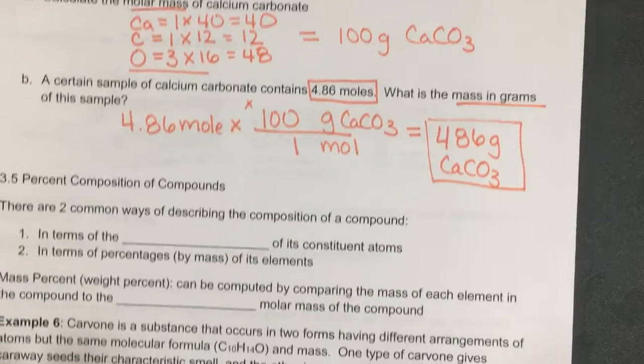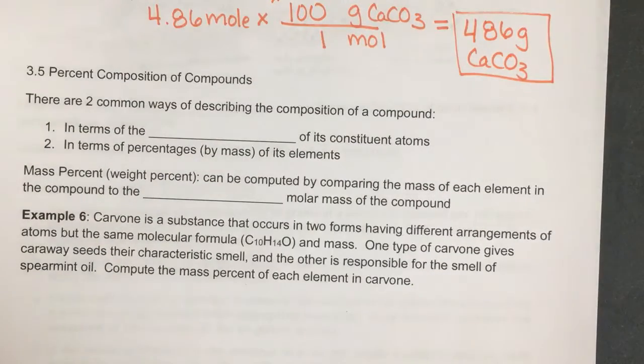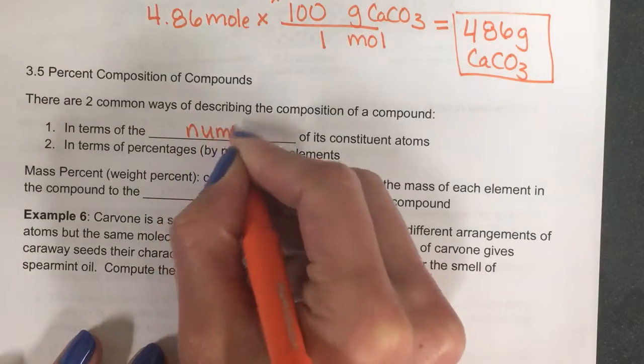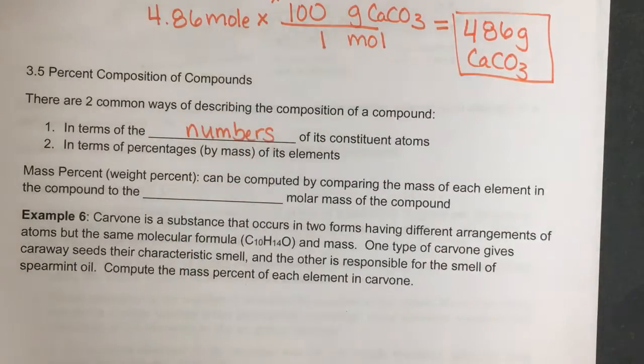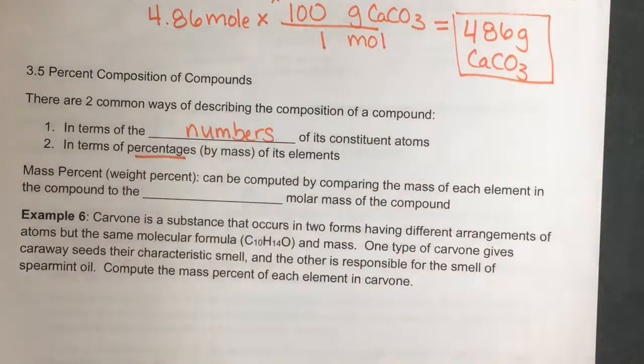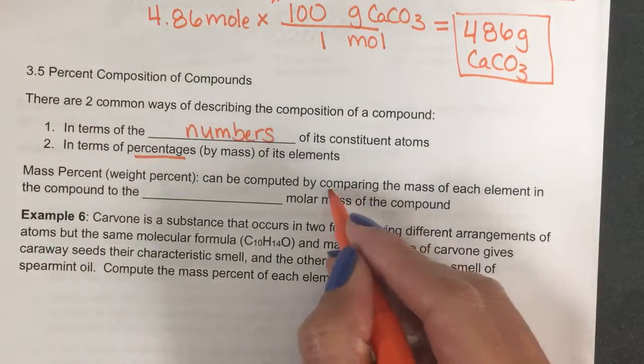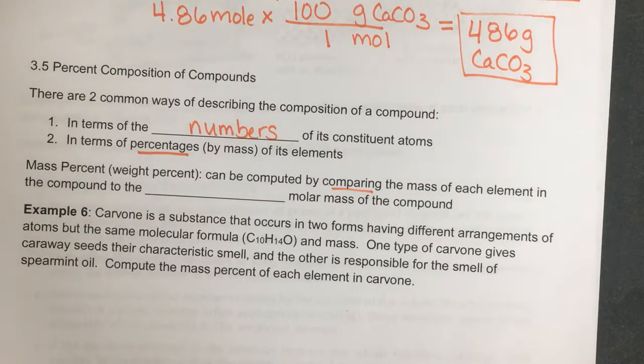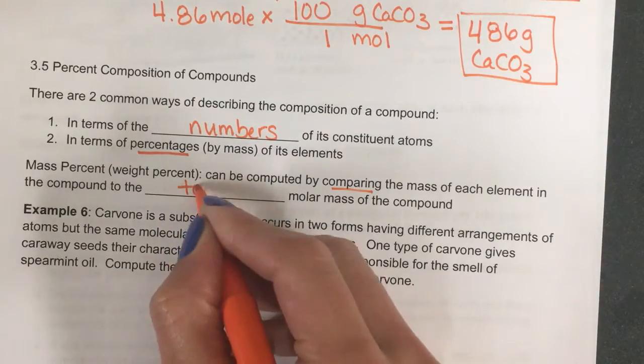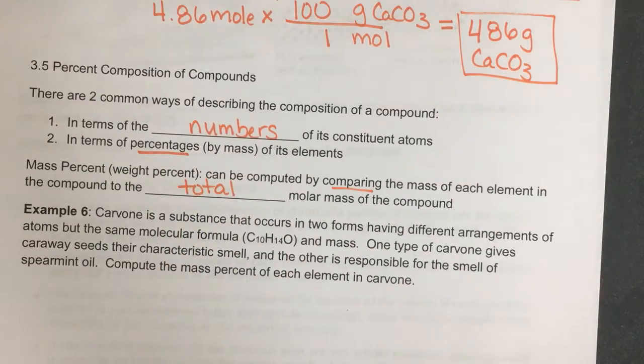So the next thing we're going to talk about is called percent composition. There are 2 ways of describing how a compound is made up. One is in terms of numbers, like C6H12O2, that's numbers. The other is in terms of percentages. We can talk about mass percent, which is also sometimes called weight percent. And what we're doing is comparing the mass of each element in the compound to the total molar mass.